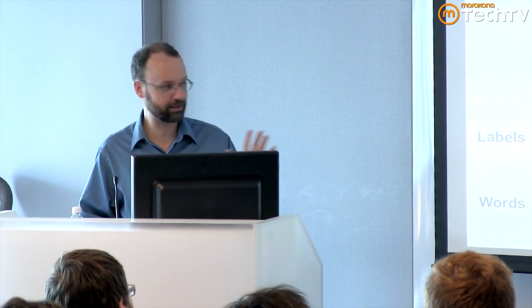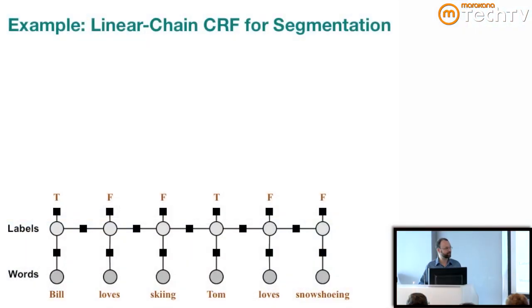OK, so let me show you an example. Let's get even more concrete with a relatively simple model. It'll be this linear chain model that we described at the beginning of the talk. It's going to do segmentation. Here it's actually going to do sentence segmentation. It's going to find the boundaries between sentences. So it's going to put a true at the beginning of a sentence and a false at something that's in the middle or end of a sentence.